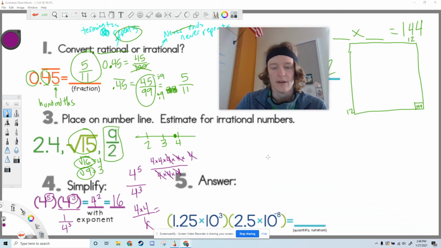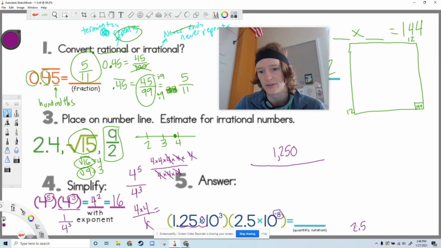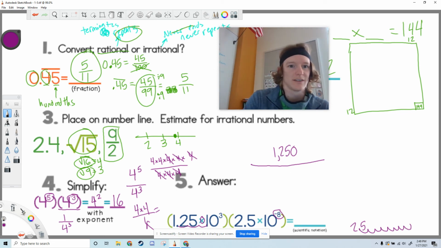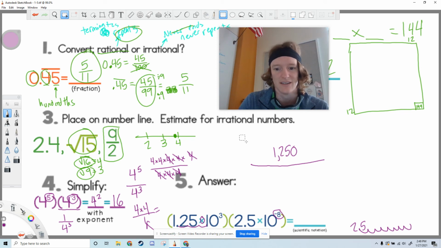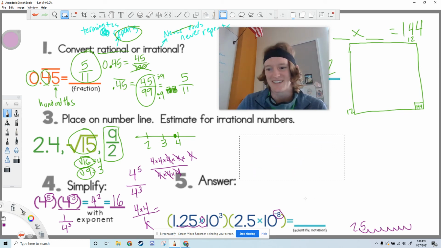This one, we're going to have 1.25 times 10 to the 3rd. Let's expand that out. 10 to the 3rd is 1, 2, 3. So it'll be 1,250. This one's a negative exponent. So what we're going to do, like we've done the last one, we're going to put it in the denominator. So 2.5, we're going to go 10 to the 8th. Oh, that's not it. This doesn't even work. I'm making mistakes. That's not how math works.